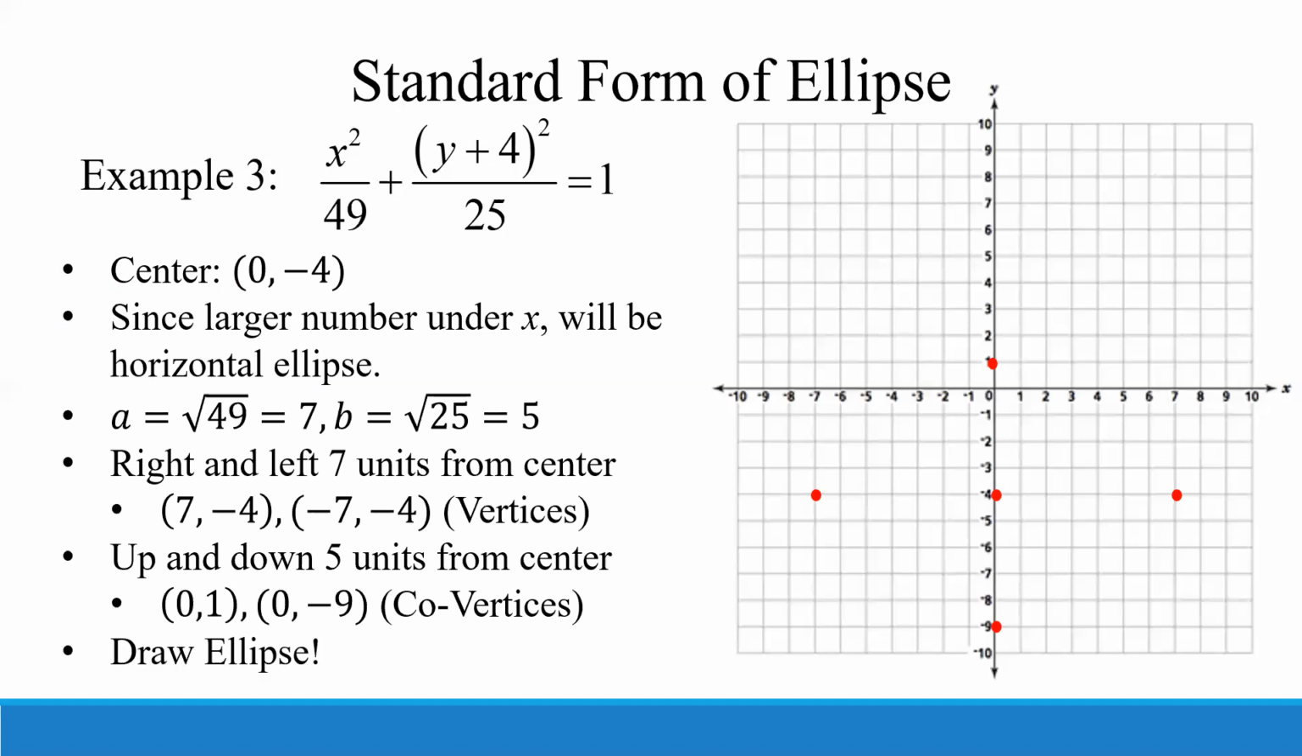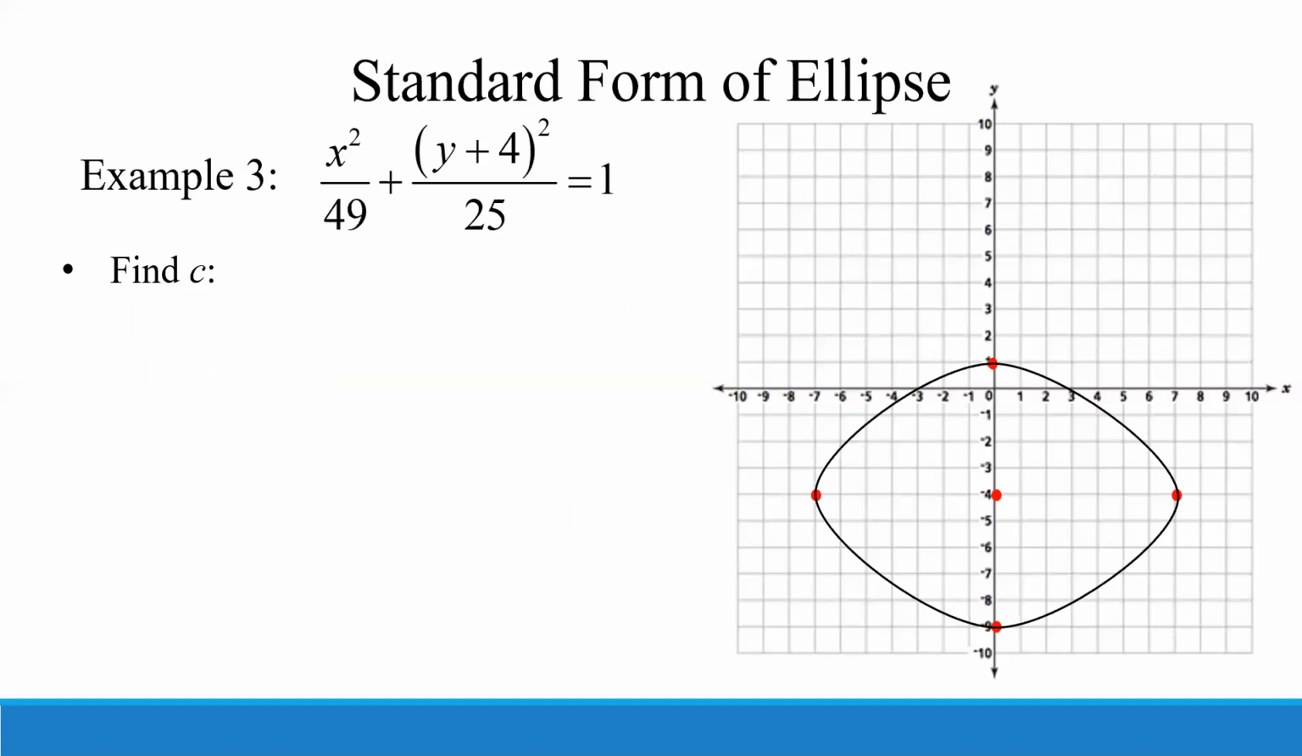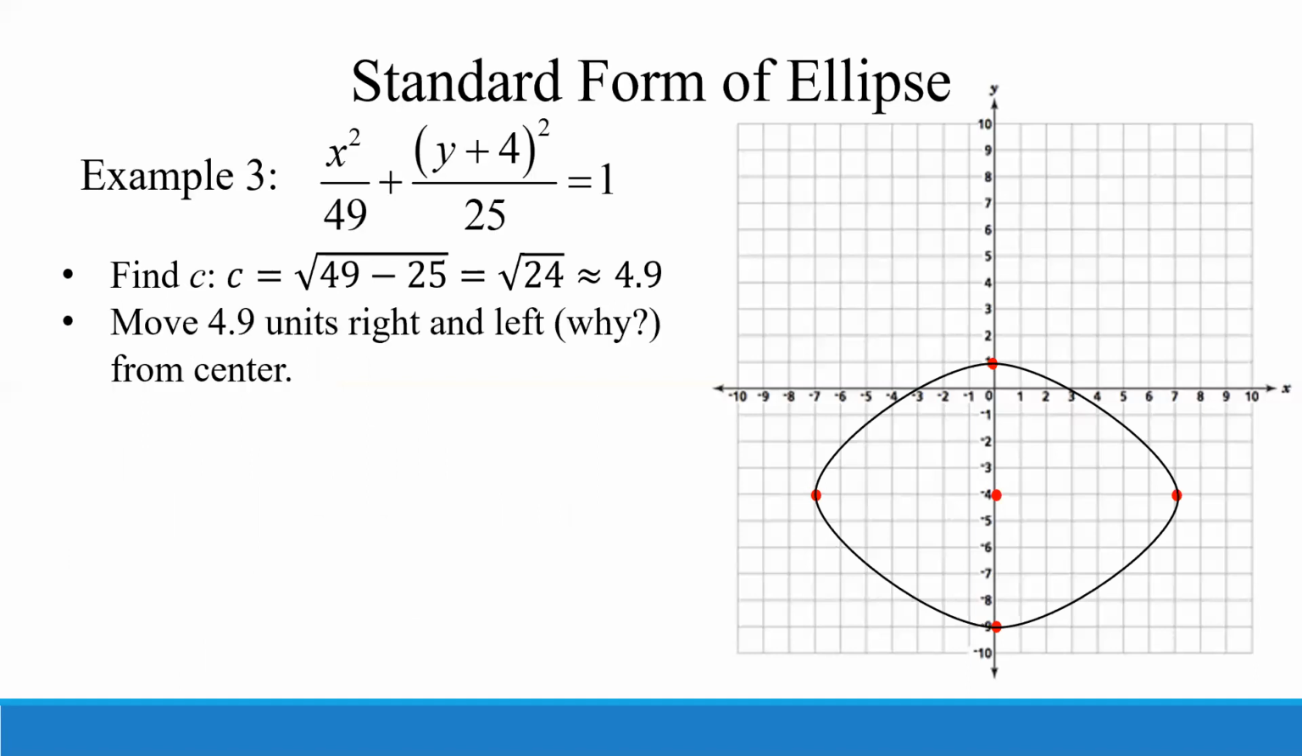Sketch the ellipse in, I should say, where you have the vertices. And then once you have that, then we can do the C value. First, we can find the focus points. So 49 minus 25, again, not a clean number, it's okay. Estimate that to about 4.9. And which direction are we going to go here for this one? Well, since it's longer horizontally, we're going to go left and right. So left and right, 4.9 units. Those are those guys right there, close enough.